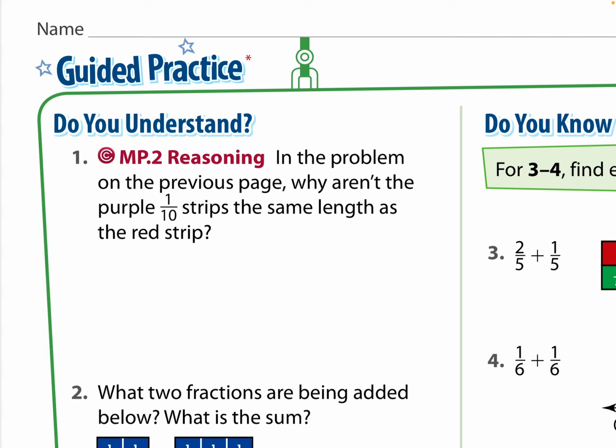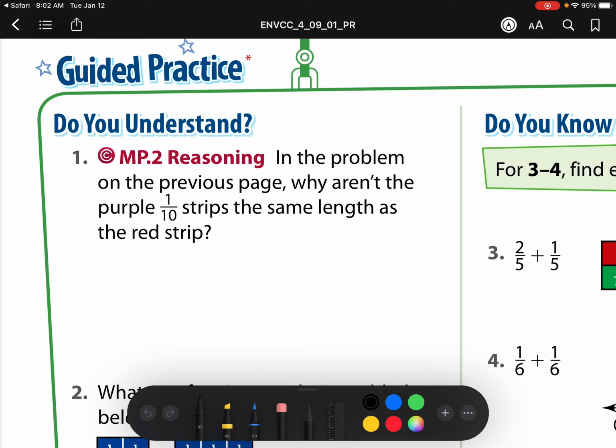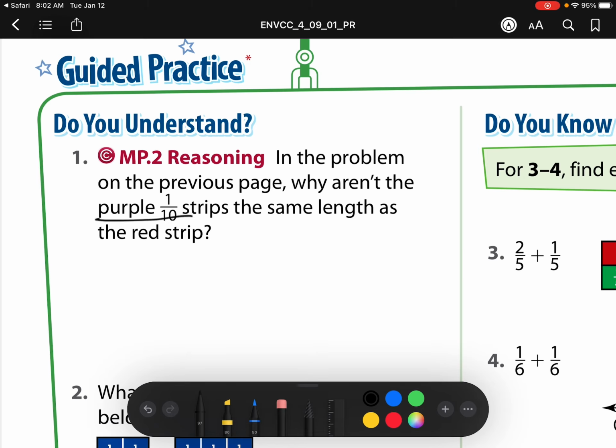So in the problem on the previous page, why aren't the purple 1/10 strips the same length as the red strips? Since we're doing this on YouTube, we don't have those purple strips, so we have to remember back from the visual learning that we watched. If you remember, the purple strips are 1/10, and that red strip was the whole. So why aren't they the same length?